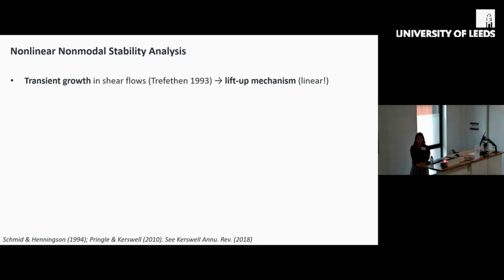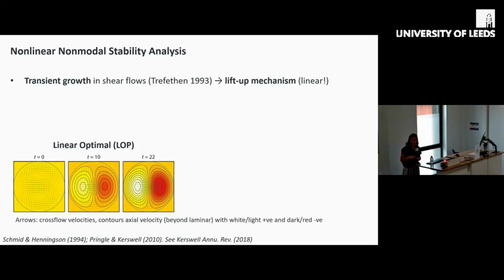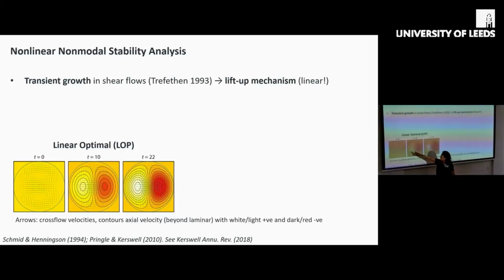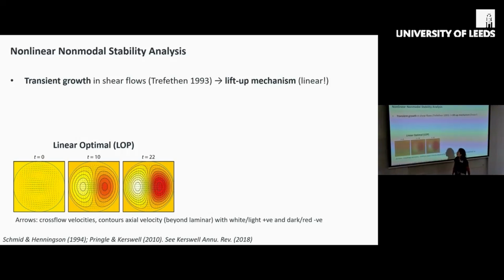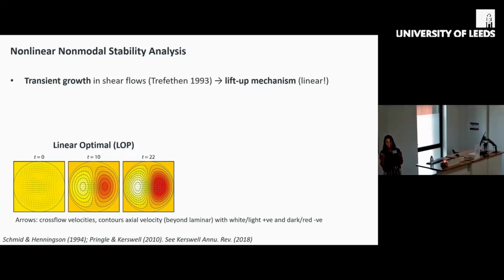You know everything already. So this transient growth mechanism is rooted in the non-normality of the linearized operator of the Navier-Stokes equation, and basically what we find is that the linear optimal disturbances, so the ones that maximize transient growth, in the case of laminar pipe flow, are streamwise vortices. So this is the linear optimal. And these streamwise vortices lift up the slow-moving fluid close to the wall towards the center of the pipe, and at the same time push down the fast fluid in the core towards the wall.